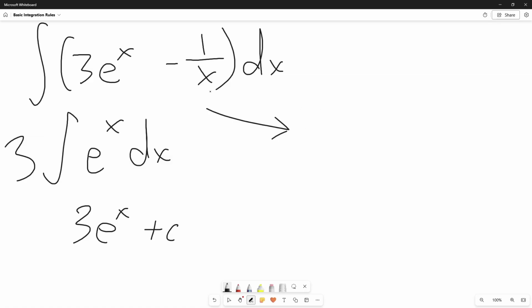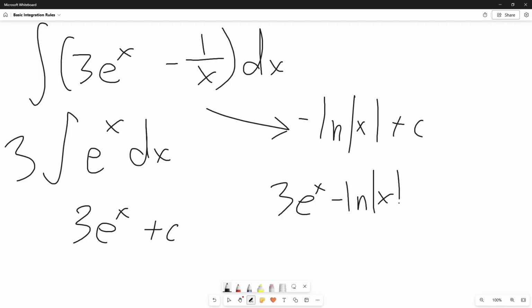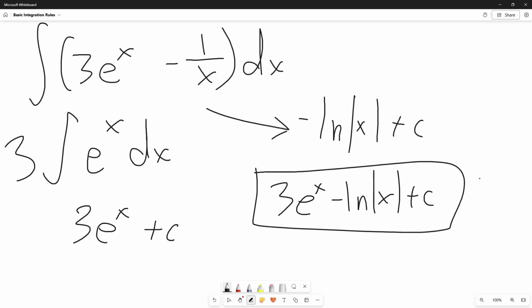Now let's focus on the minus 1 over x. We already know that the integral of 1 over x is just going to be ln absolute value of x, but since it's negative, we add a negative sign, and our plus c, of course. And then when we combine these, we get our answer of 3 times e to the x minus ln absolute value of x, plus c. And that's the final answer. And again, you don't combine these plus c's. You just write one c at the end because it's not something that you're supposed to treat as a variable. It's something that you add at the end of your integral.